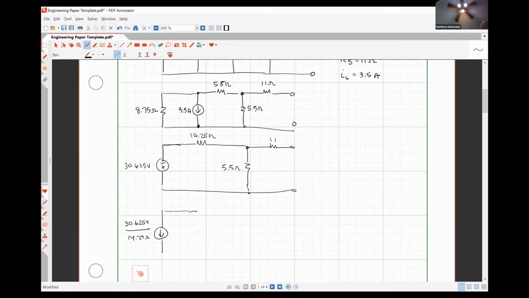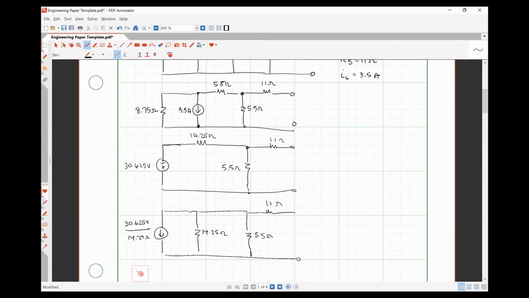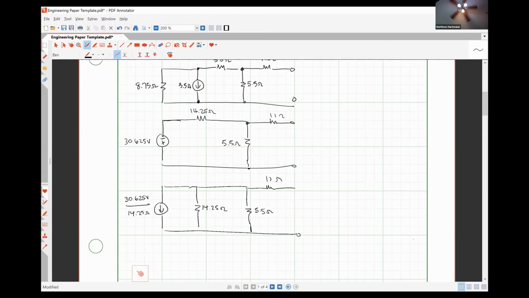In parallel with 14.25, in parallel with 5.5, now we have 11. And so now we can combine the two parallel resistors, correct? Yes, sir. All right, so 14.25 in parallel with 5.5 is going to be something I can't do in my head. 3.97. 3.97, thank you.